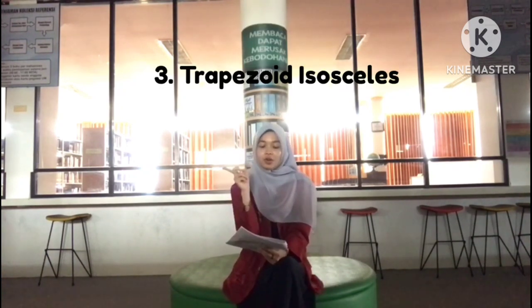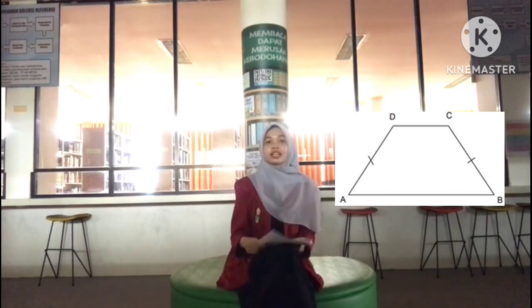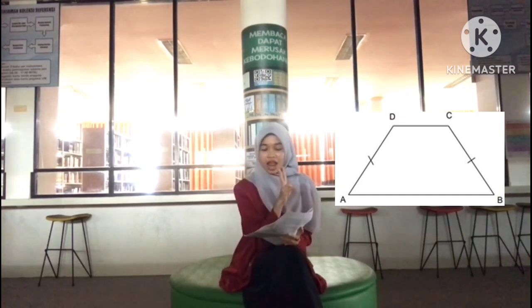3. Isosceles trapezoid. This isosceles trapezoid has a pair of equal sides and a pair of parallel sides. An isosceles trapezoid has one line of symmetry. The figure above explains that an isosceles trapezoid has two equal sides, called the trapezoid legs, and it has two pairs of equal angles and two equal diagonals.